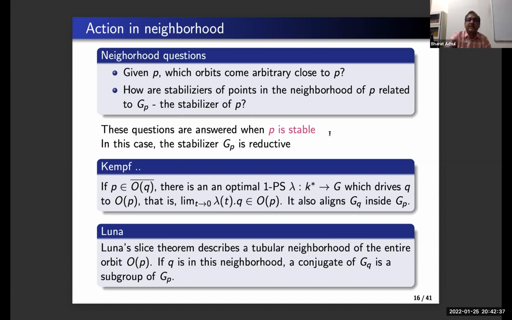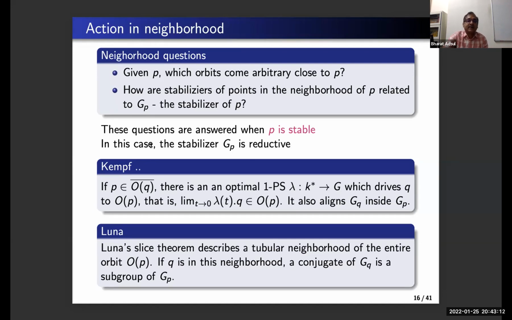Recall that P is stable means that the orbit of P is closed. One very important consequence of the fact that P is stable is that its stabilizer is reductive, which means that every finite dimensional representation of this G_P can be broken into a direct sum of irreducibles. Essentially every invariant subspace has an invariant complement. That's an important consequence of this reductivity.